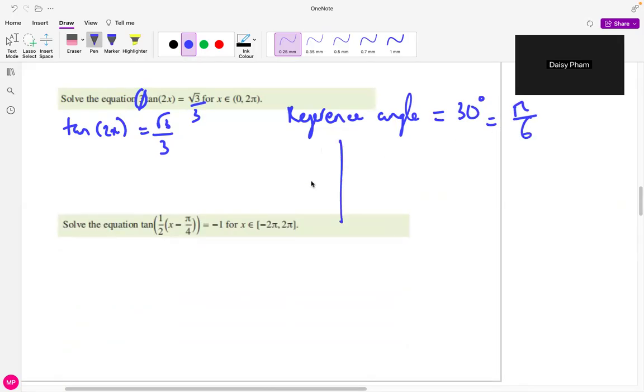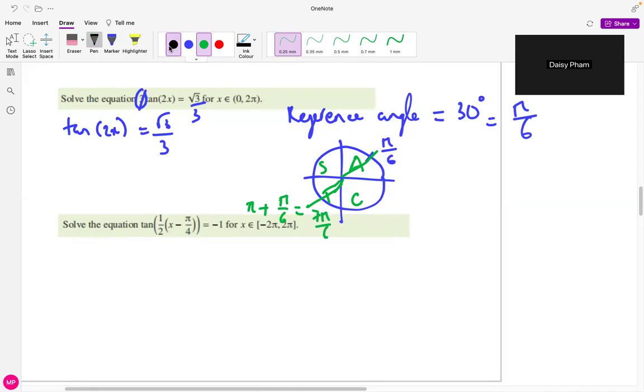Now we're going to draw a unit circle out. So we have 30 degrees, π/6, in quadrant 1, right? So π/6 is here. But we're looking for tan positive. As you know, we have the ASTC rule. The quadrants that have tan positive are this quadrant and quadrant number 3, which is π plus π/6, which is 7π/6. So you're going to write here 2x equals π/6 or 7π/6.